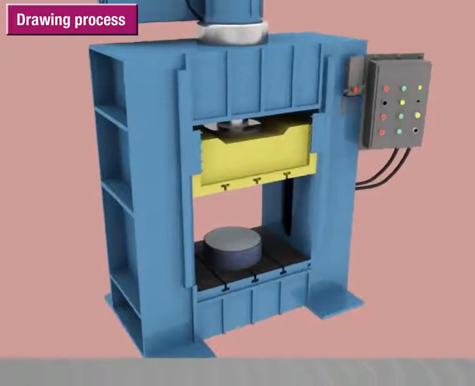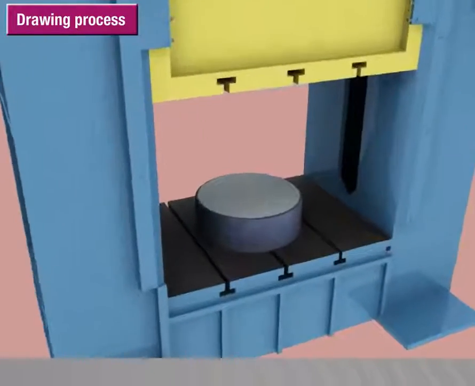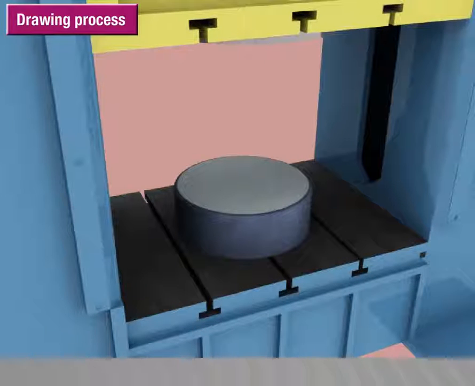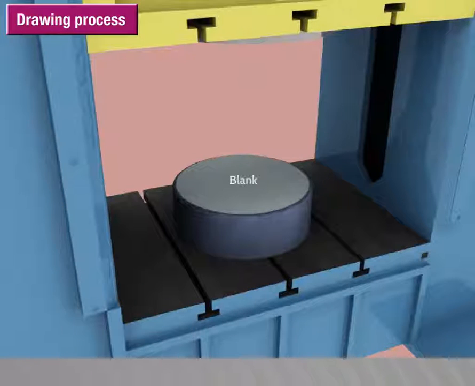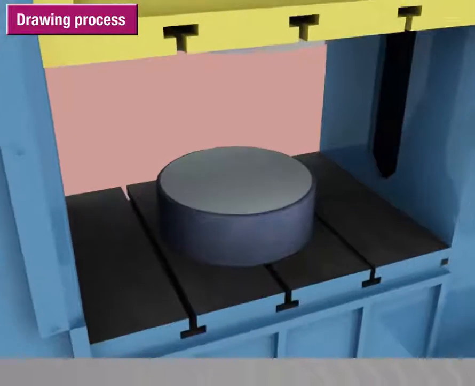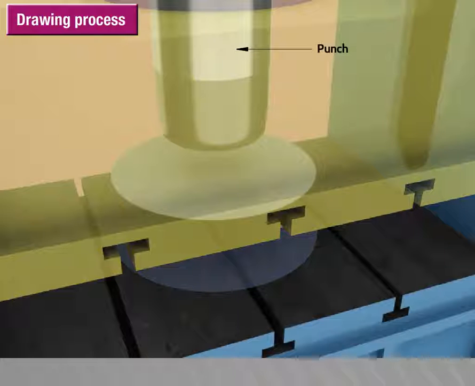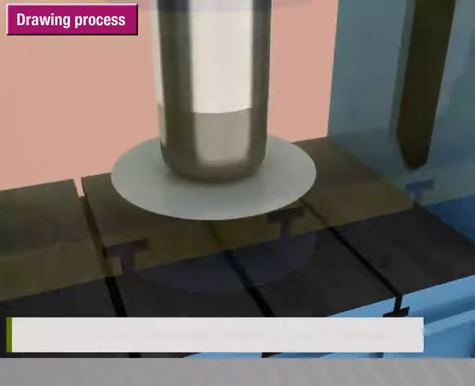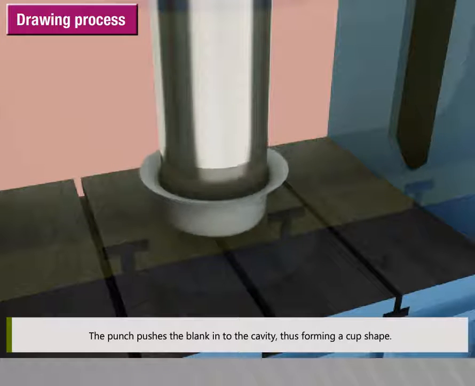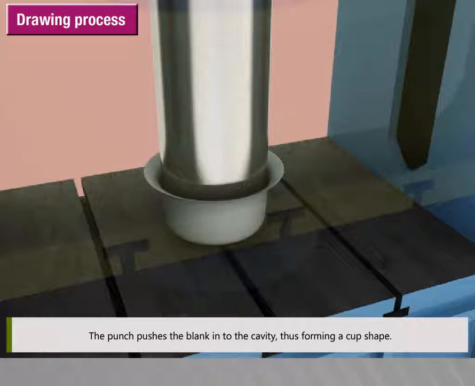Drawing process. The process of forming a flat piece, that is a blank, into a cup shape. Some of the parts are blank, die, base, punch, blank holder. The punch pushes the blank into the cavity, thus forming a cup shape.